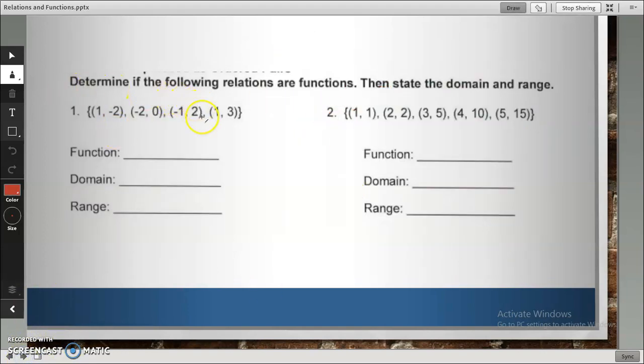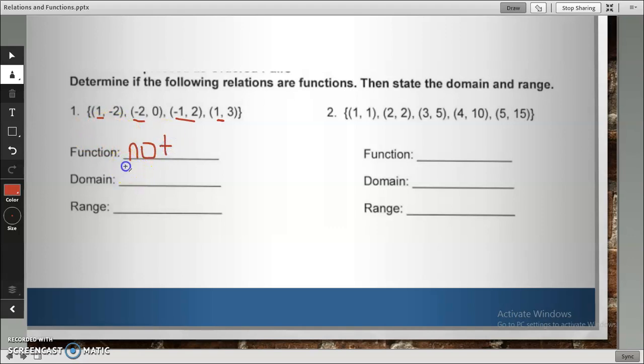So it says determine if the relations are functions, then state the domain and range. So first we want to determine if it's a function. Well, we know it's a function if for every input there's only one output. So the inputs are 1, -2, -1, and I have another 1 here. So because I have this other 1, here's one output of -2 and one output of 3. They're two different outputs, so this is not a function.